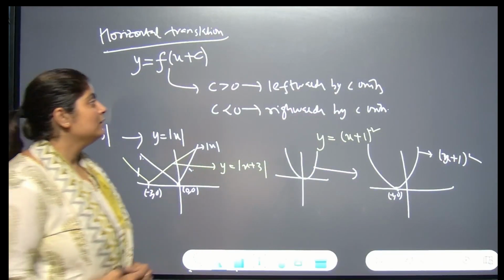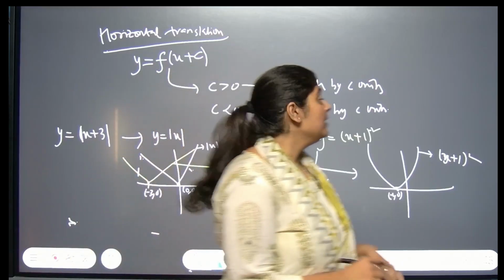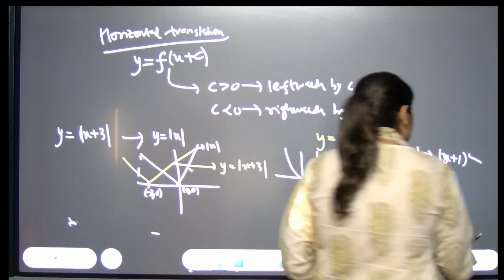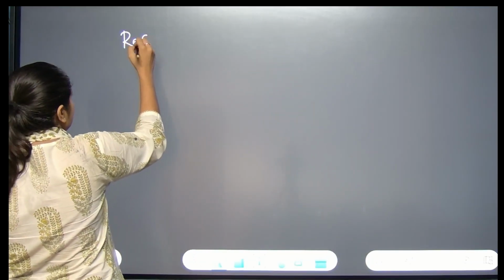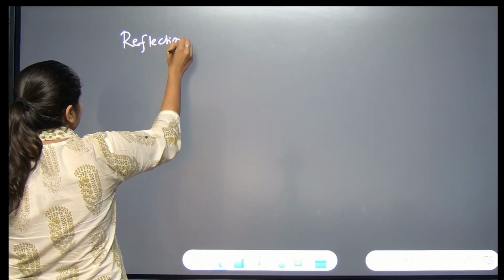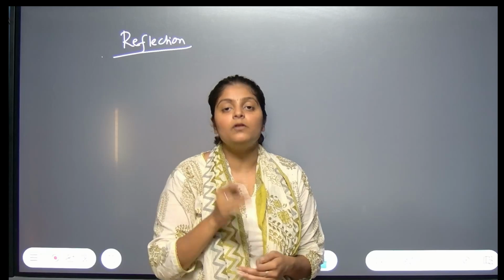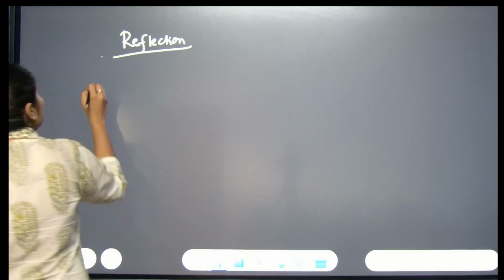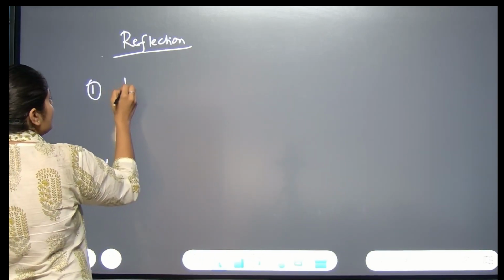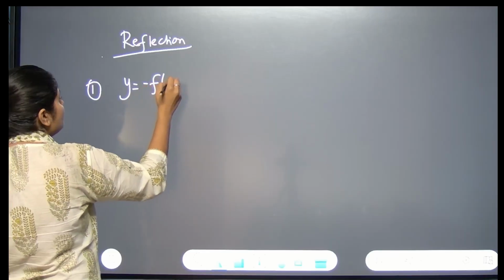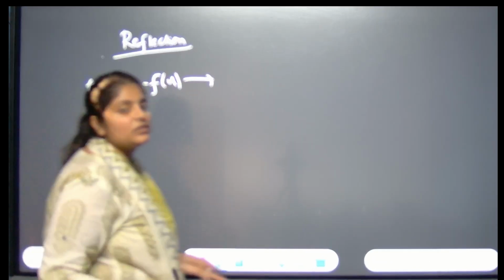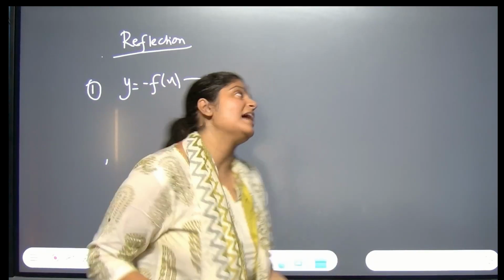Right? This was all about translation. The next type is reflection. There are two types of reflection: reflection about the x-axis and reflection about the y-axis. Any function changed to y equals minus f of x is reflected about the x-axis.